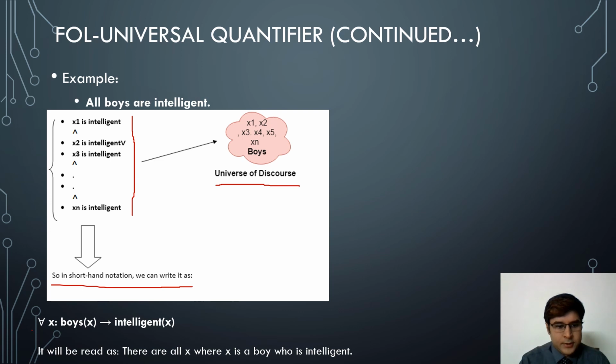So in shorthand notation, we can write it as: for all x, boy(x) implies intelligent(x). So for all x which are boys, it is known that x is intelligent. It will be read as: for all x, where x is a boy, x is intelligent. Or in other terms, for all x, x is intelligent who is a boy.